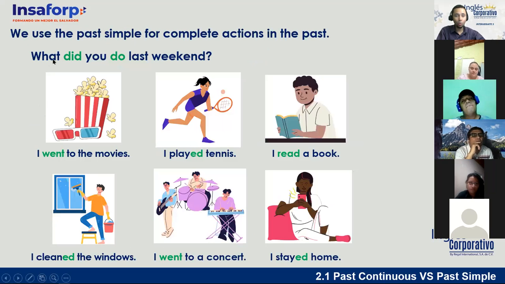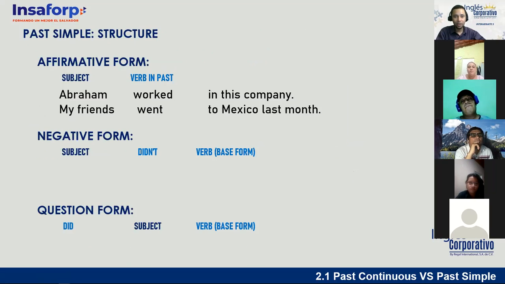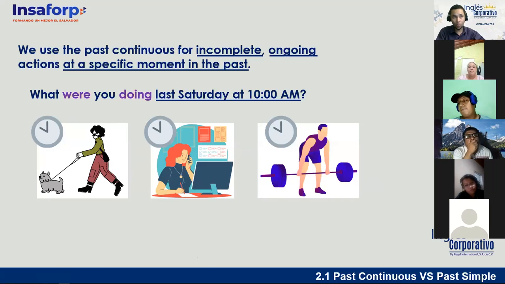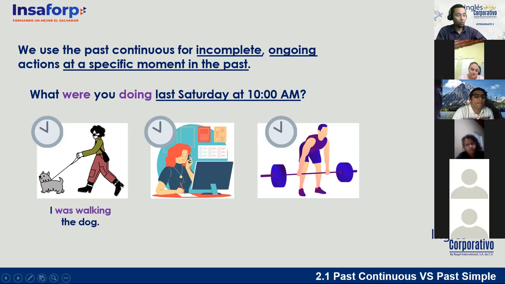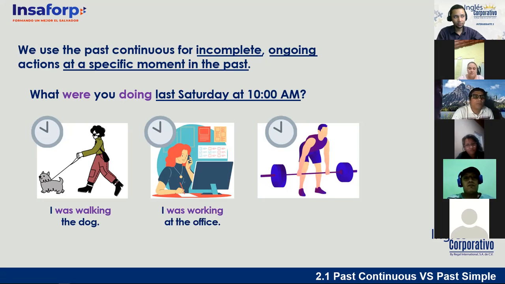Al principio dijimos, what did you do? ¿Qué hiciste? Estamos hablando de una acción que ya está completa. Pero en este caso decimos, what were you doing? ¿Qué estabas haciendo a una hora específica? O sea que la acción no había terminado. Esa acción estaba en progreso en ese momento. So this person says, at 10, I was walking the dog. What about this lady? She said, I was working at the office. And this man said, I was doing exercise. Now I have a question for you. What were you doing last Saturday at 10 a.m.?